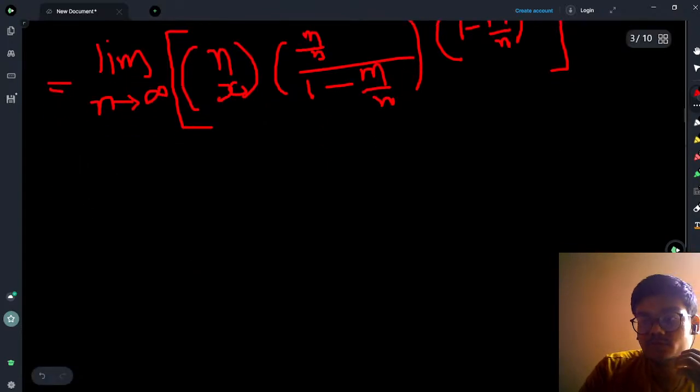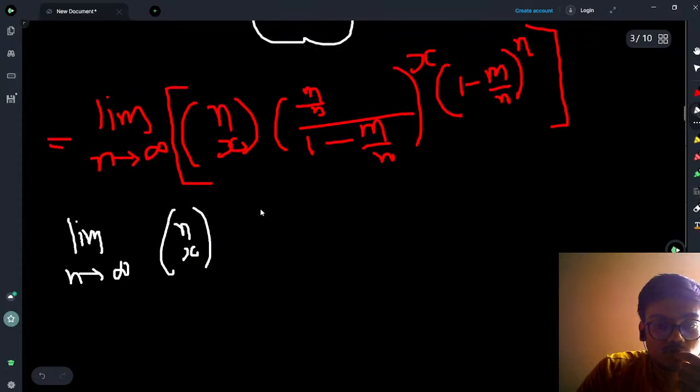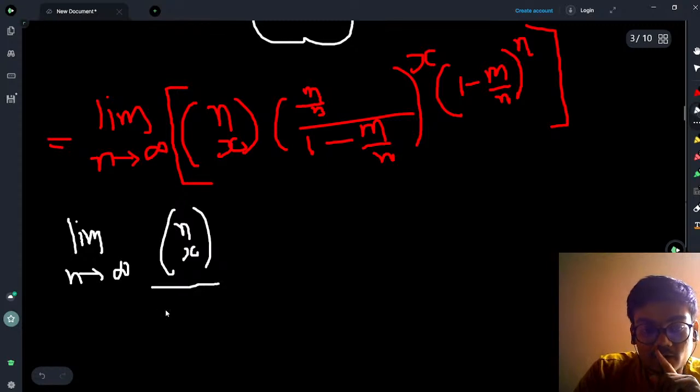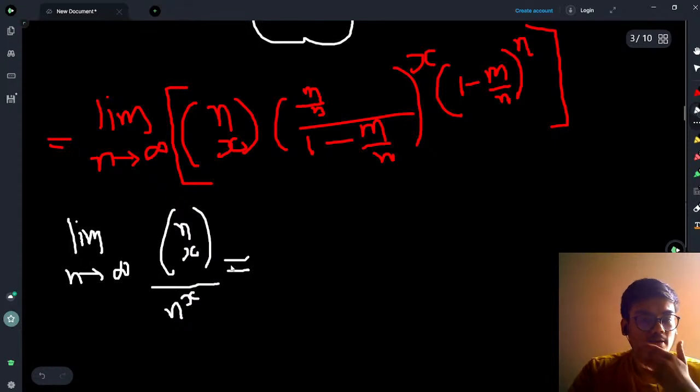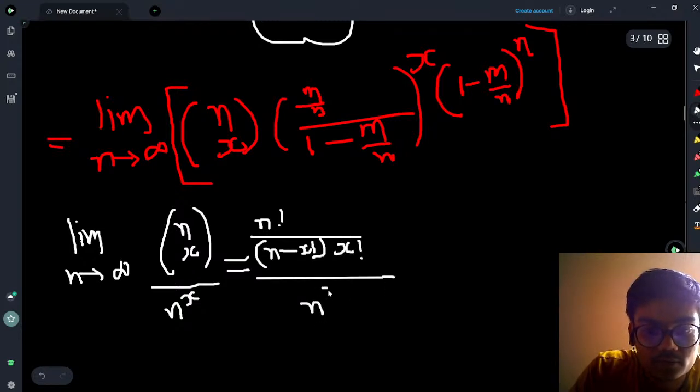So first we are giving the limit n tends to infinity to ncx, and the other main thing is that we can see m raised to x upon n raised to x, so I am taking n raised to x here. Now if we expand ncx, what do we get? We get n factorial upon (n minus x) factorial into x factorial, divided by n raised to x.